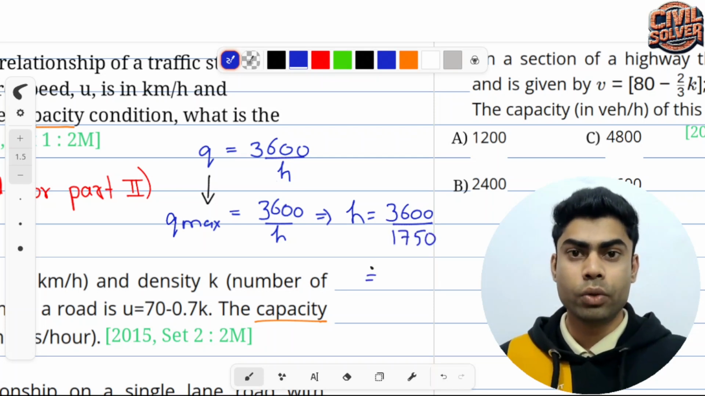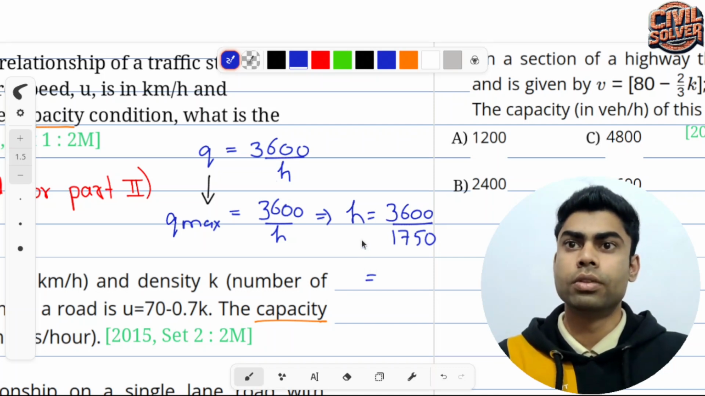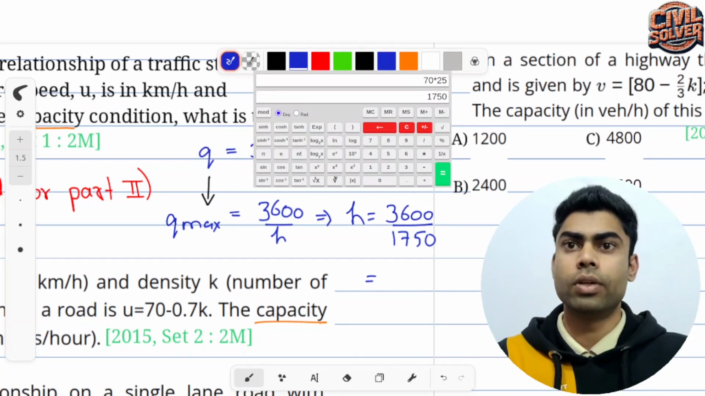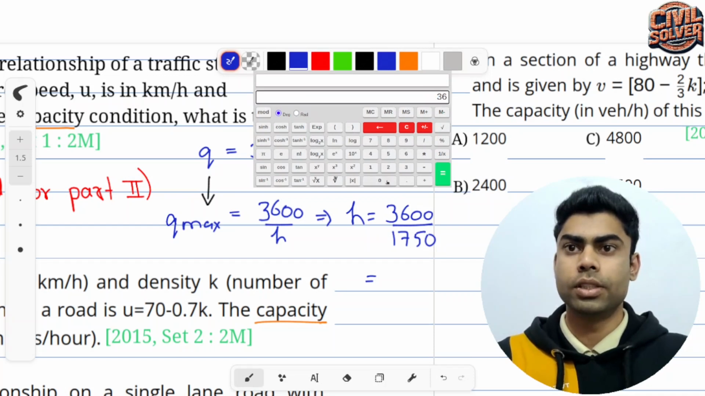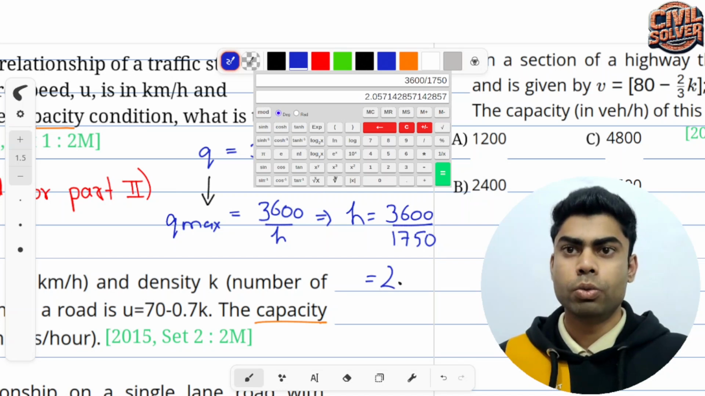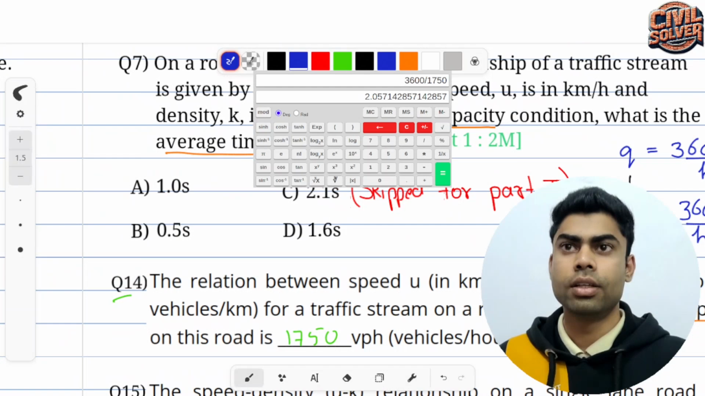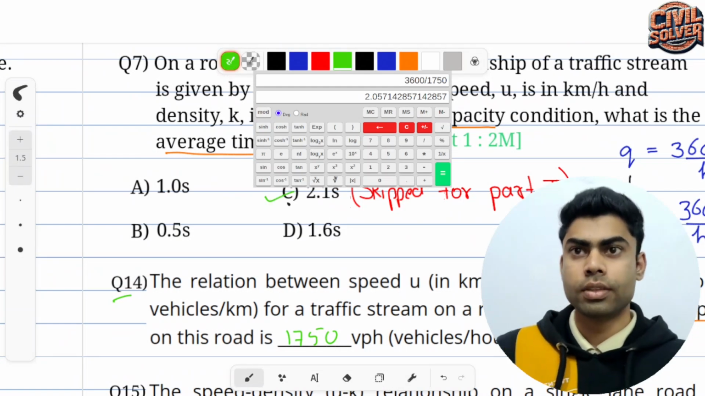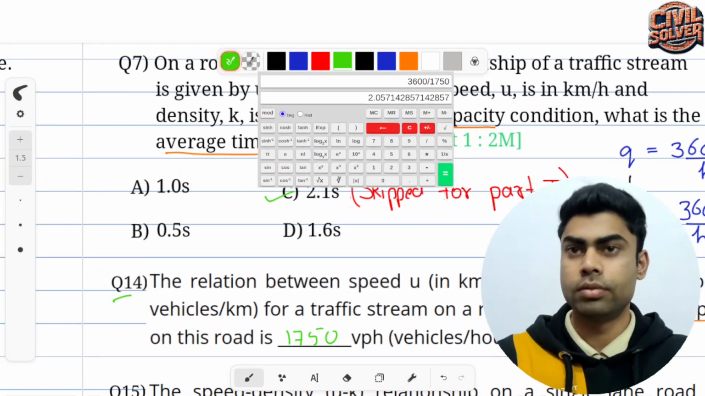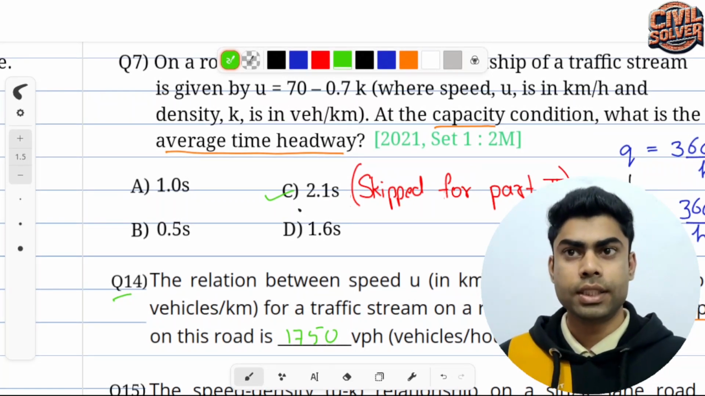Okay. Now again I will use the calculator to find this ratio. This is the calculator. So 3600 divided by 1750. It comes out to be 2.057. And if we round it off to one decimal place, we can round it off to 2.1 second. That means the correct option is option C. Let me remove the calculator now. Yes. So the option C.